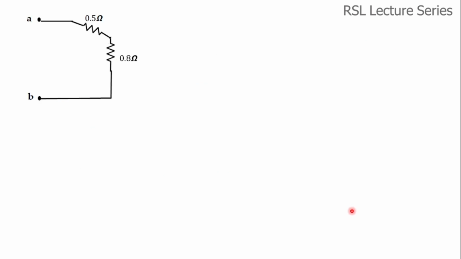So now again we can redraw the circuit like this, 0.5 ohms connected in series with 0.8. Only one end is connected, so this is a series connection. So now the RAB value is given by 0.5 plus 0.8, that is equal to 1.3 ohms. So this is the required answer.